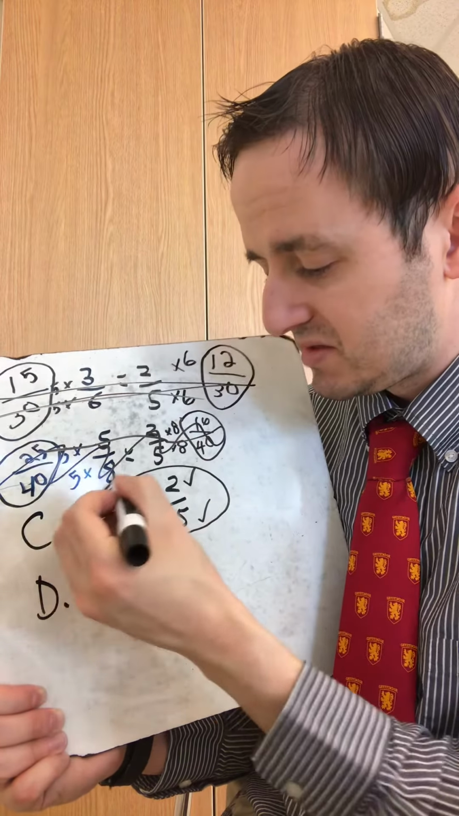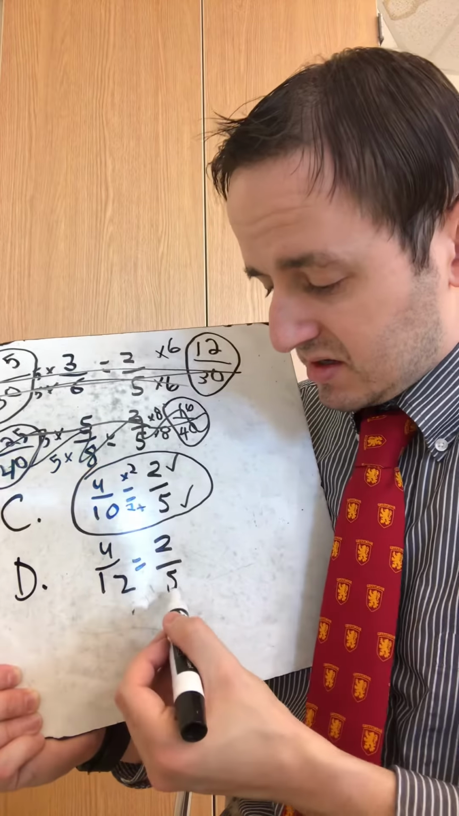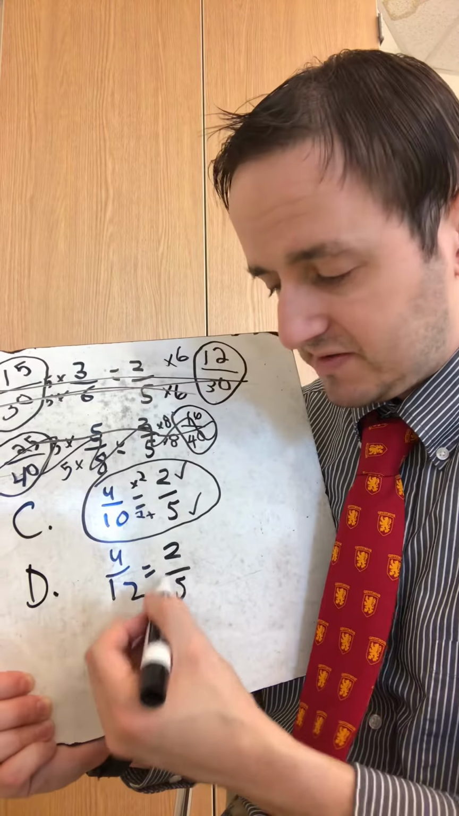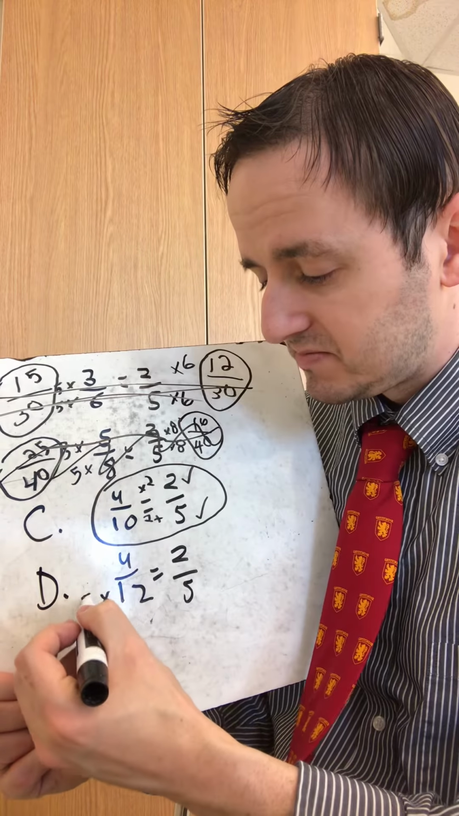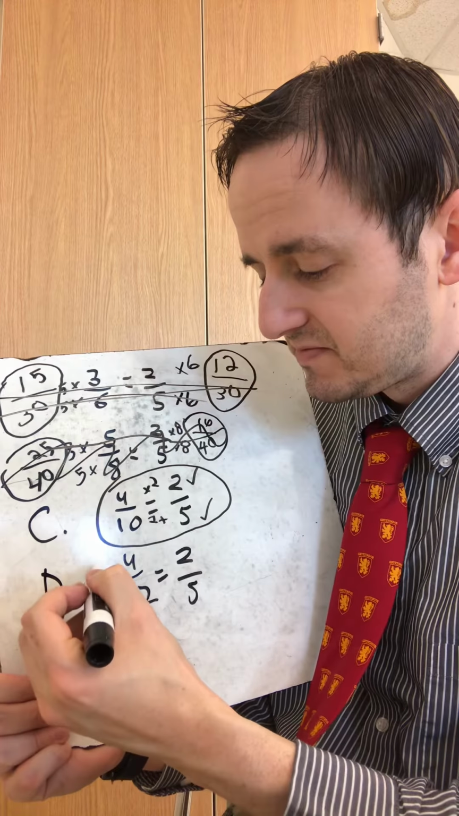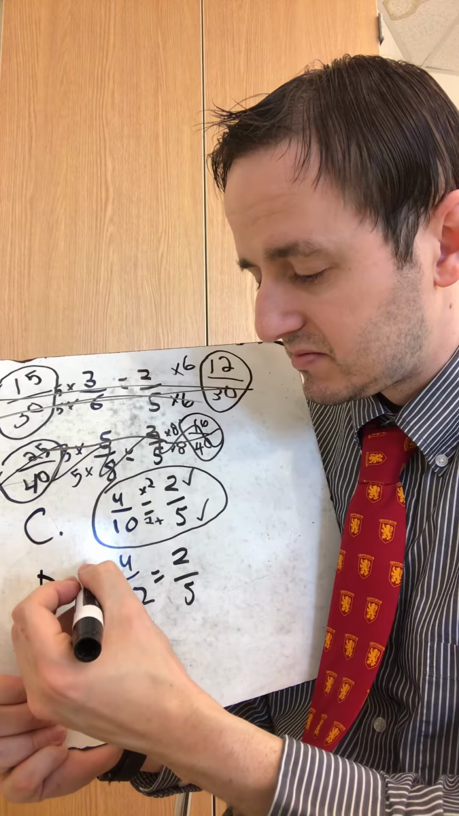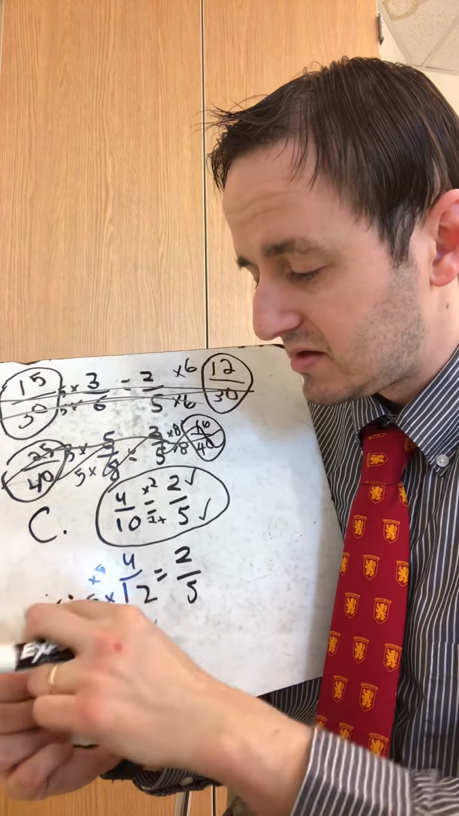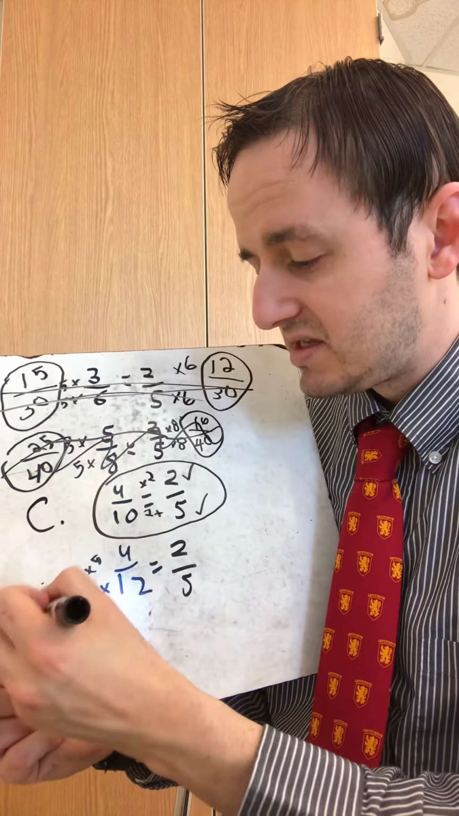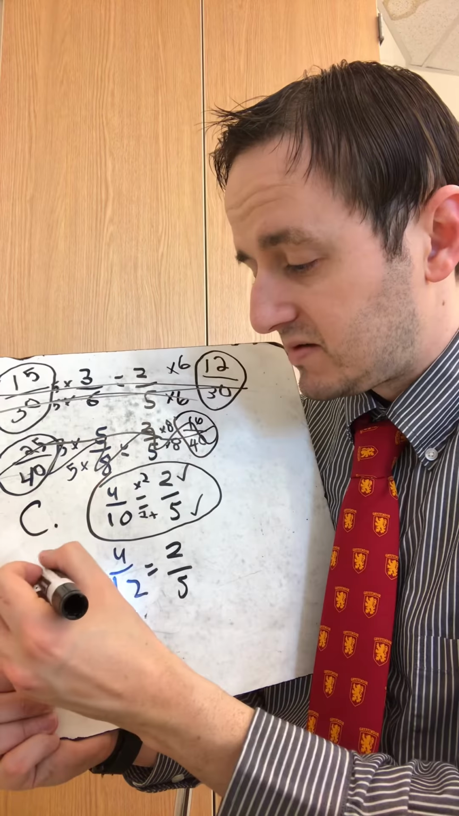Let's just make sure that we didn't miss something down here, though. Does my smaller number go into my larger? Well, 5 doesn't go into 12. So then we have to borrow each denominator and multiply by the other one. Times this by 5. 12 times 5 is 60. 5 times 4 is 20.